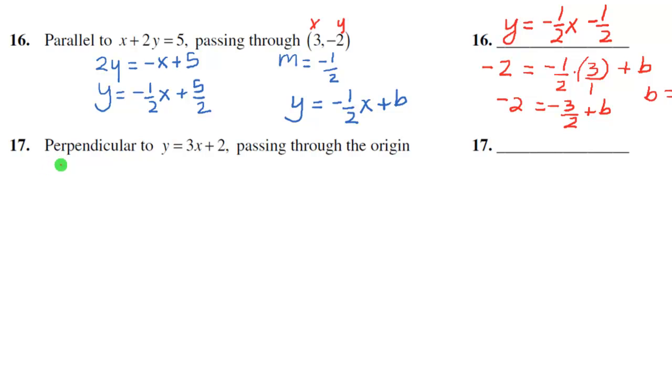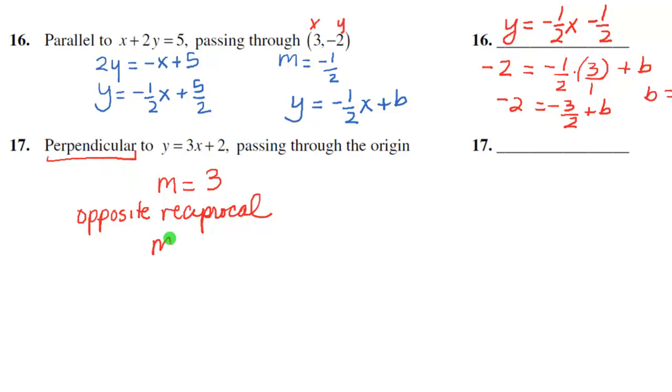Okay, we've got 17 here. It says, find a line that's perpendicular to y equals 3x plus 2 and passes through the origin. So we need the equation of that line. Now, this is nice that our line here is already in slope-intercept form, so we know that its slope is 3. But perpendicular lines are opposite reciprocals of each other. In other words, they need to multiply to give negative 1.